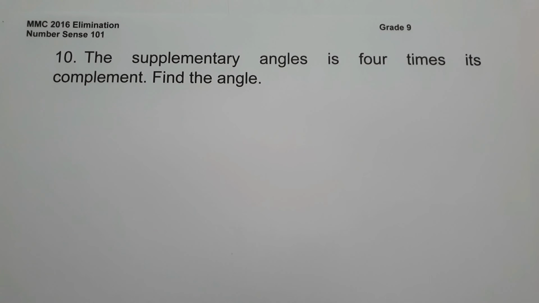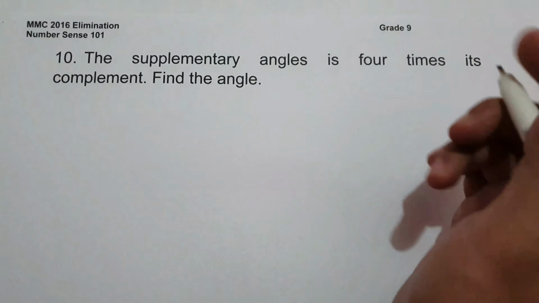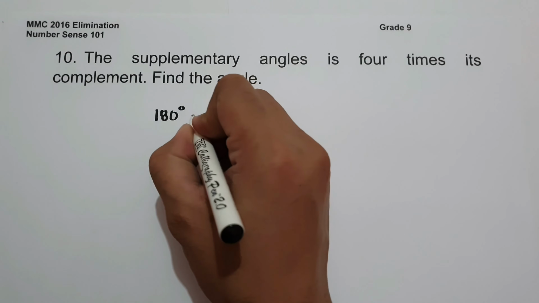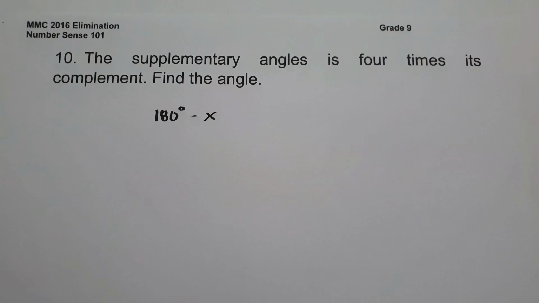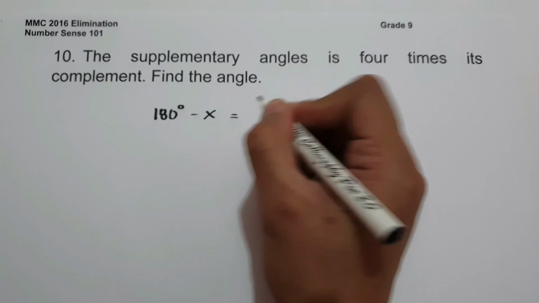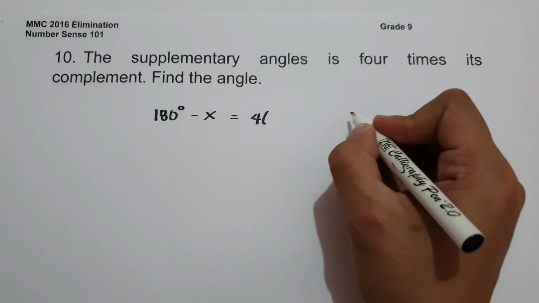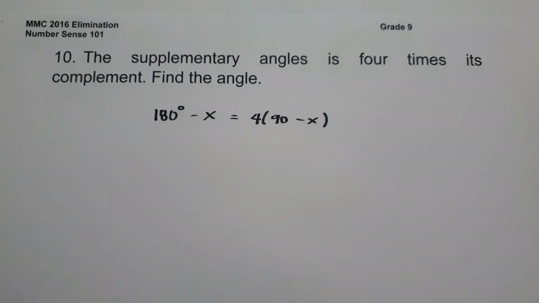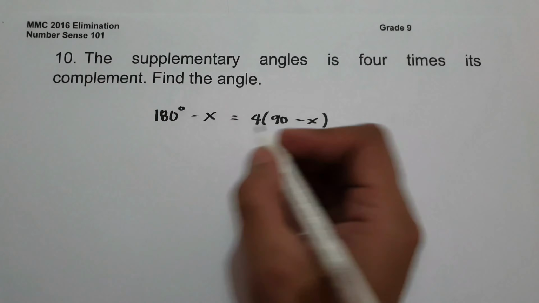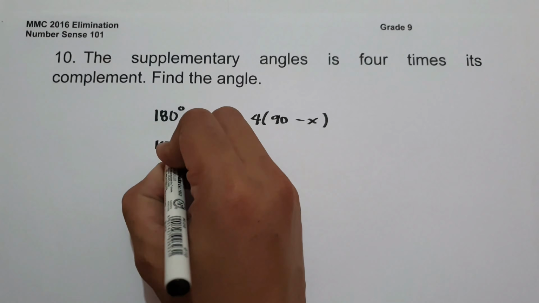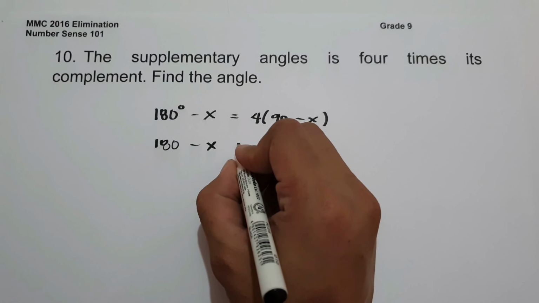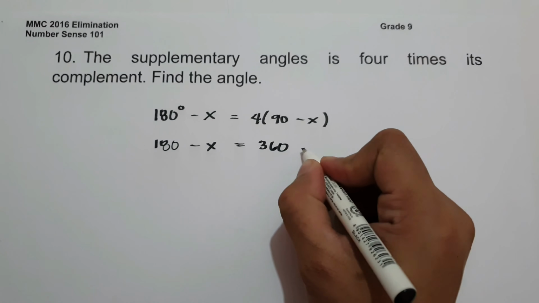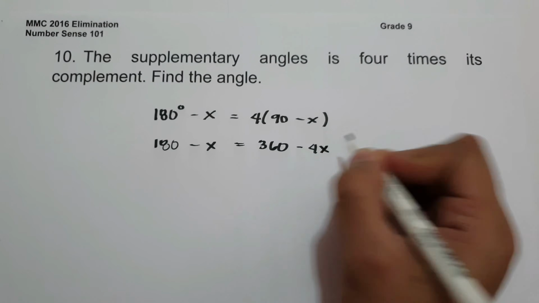So first, let us have the supplement of an angle. When we say supplementary angle, that is 180 degrees minus x. When we say is, that means equal. 4 times its complement, that is 90 minus x. So let us simplify. Let us have 180 minus x equals 4 times 90, that is 360 minus 4x.